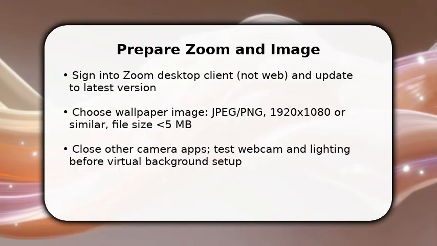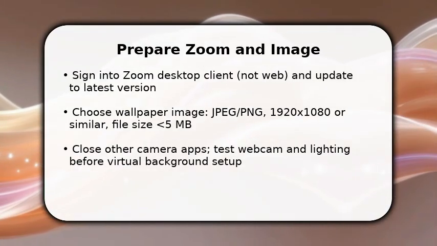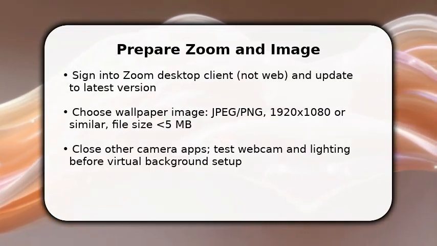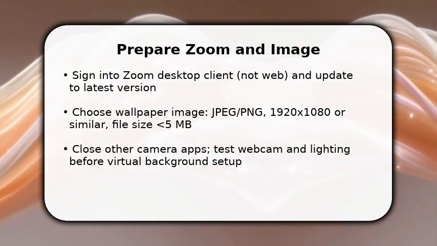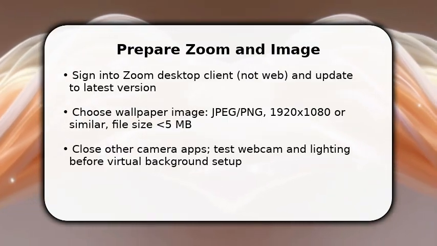Next, pick a clear image file, JPEG or PNG around 1920 by 1080 works best for a full screen look and keeps aspect ratio intact. Make sure the file is reasonably small so Zoom loads it fast. Also close any apps using the camera so Zoom can access the webcam.